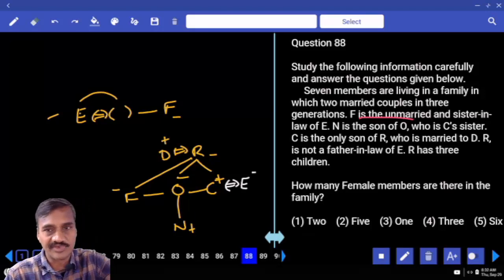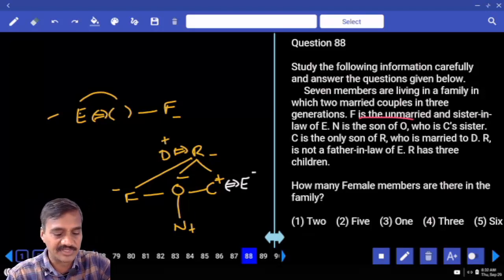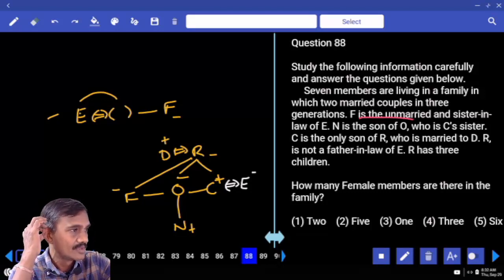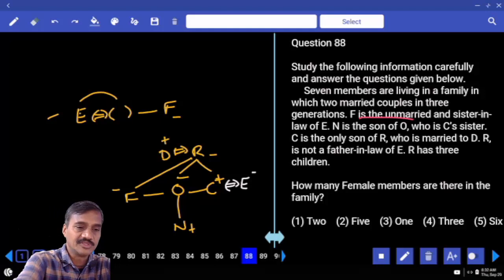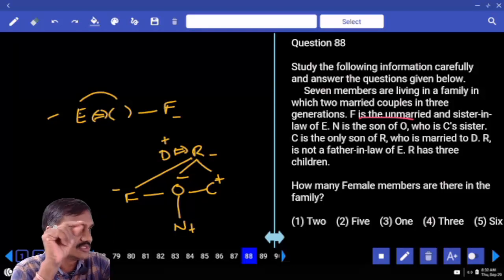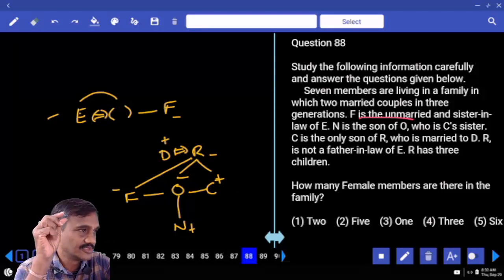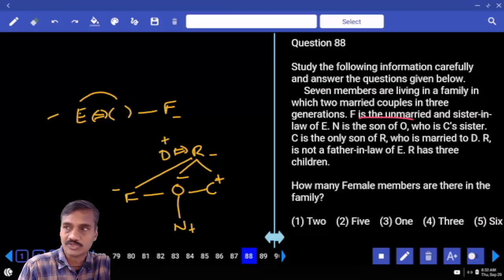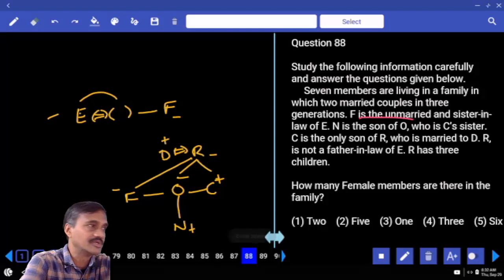Now O is having a child. Whether this O's spouse is there or not, that is not clearly given. By default what we take is an assumption. Assumption means as O is having a child, unless this O is married, that person cannot have a child, and it goes on that assumption. Whether this O's spouse is living or not, that is not clearly given.